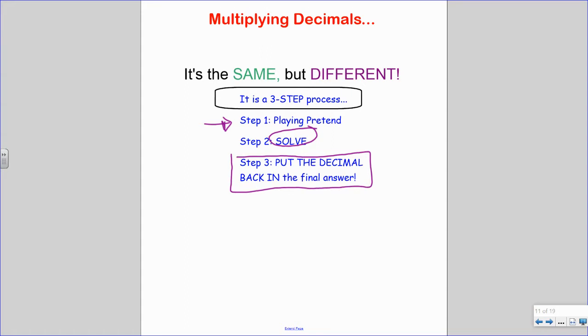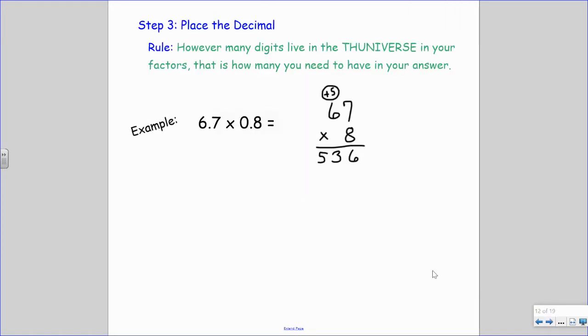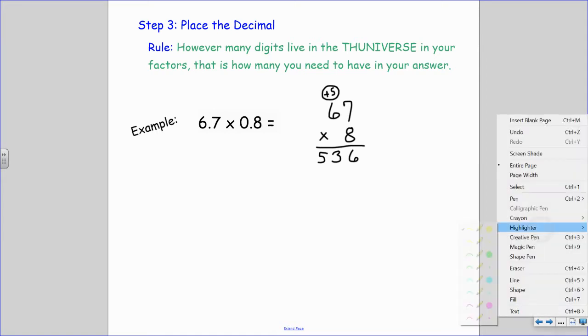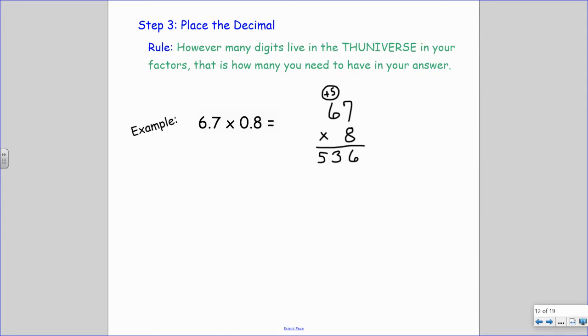So we know we're going to need to have a decimal in our answer. So the final step is, once we have the digits that are in our answer, we need to put the decimal back in. So it's really a matter of how you know where to put the decimal back in. It's a pretty simple rule.